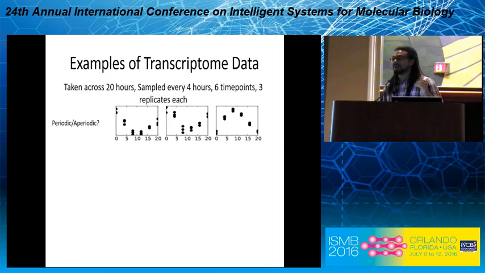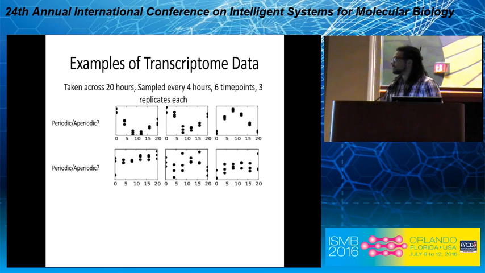Now let's take some examples of what identifying these periodic molecular species might look like. This is transcriptome data from mice. It's taken across 24 hours and it's sampled every 4 hours, giving us 6 time points. And then there's 3 replicates per time point. So let's look at these. Do you think these are periodic or aperiodic? And if they're periodic, what's the period, phase, and amplitude?